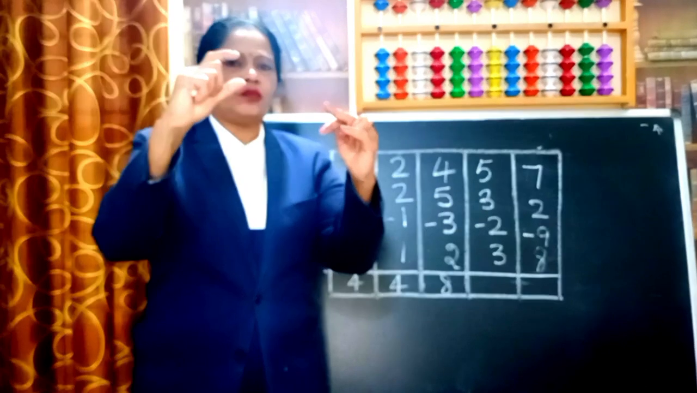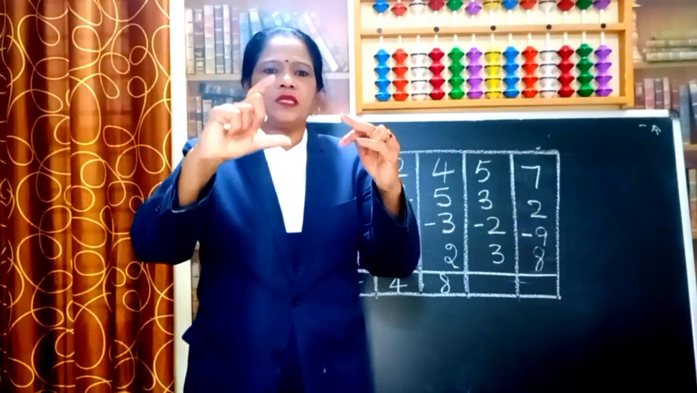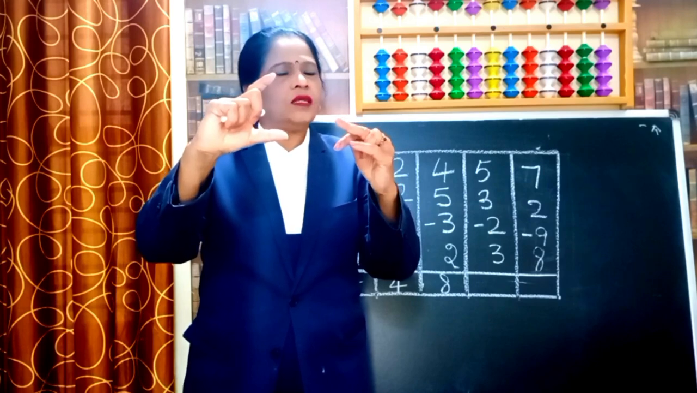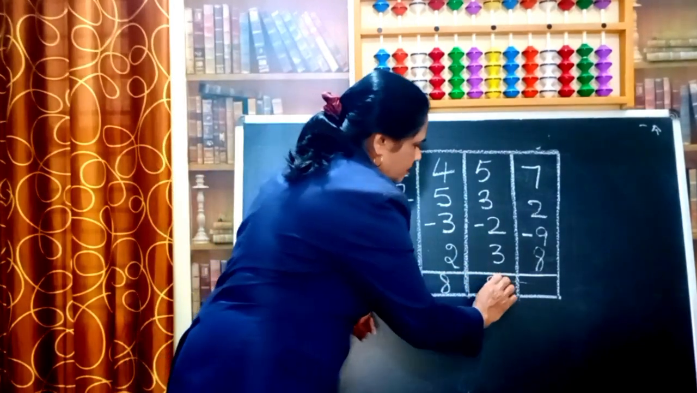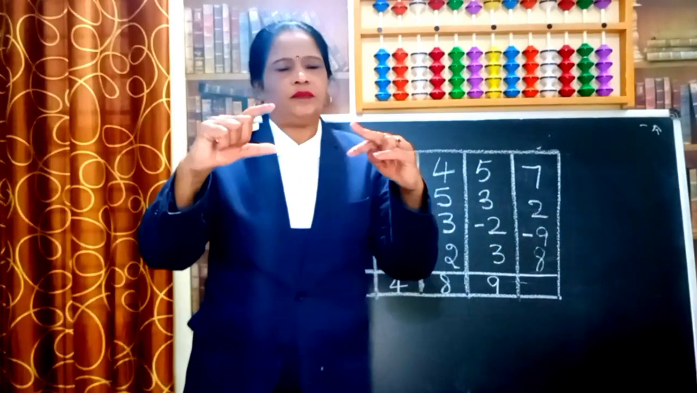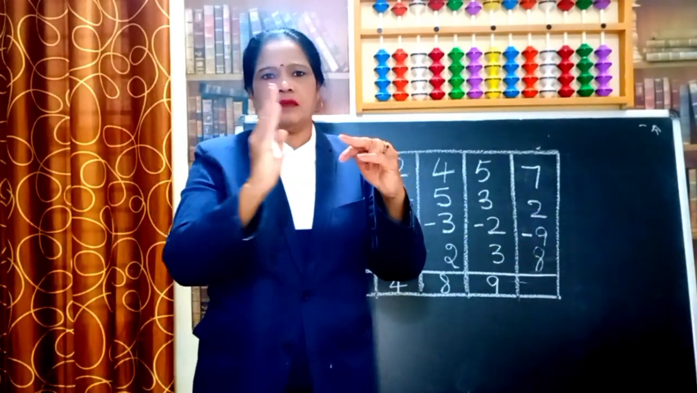6 add 3. Upper bead 1, lower bead 1 you have. Add 3 beads. That will be, yes, that is 9. Okay. See the next one now. Add 7. First we have to zoom your abacus.